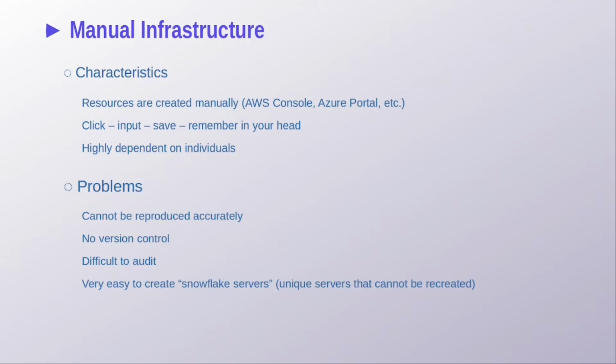Manual infrastructure creates many problems. You cannot reproduce the same environment. There is no version control. You cannot see who changed what. Auditing is very difficult. This creates something called snowflake servers. Each server is unique, each server is different, and you cannot recreate it. This is very dangerous in a production system. Manual infrastructure works at the beginning, but it fails when the system grows.